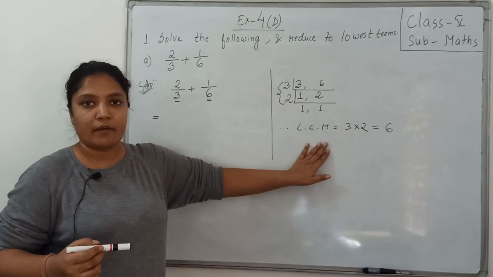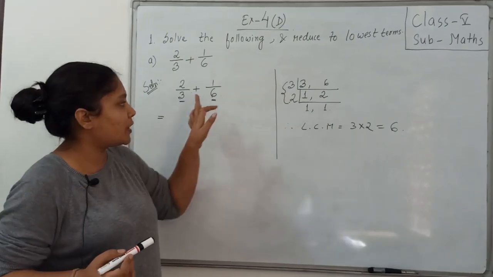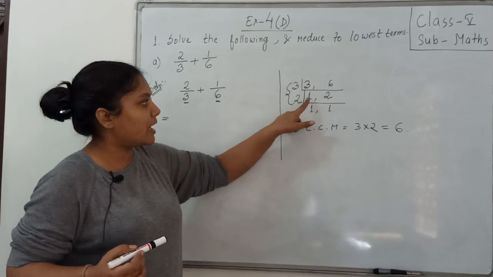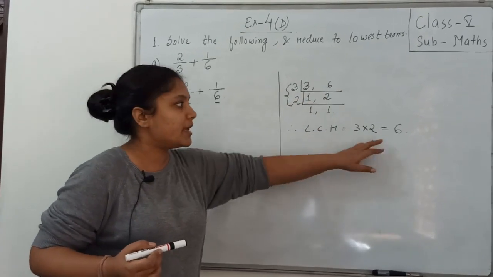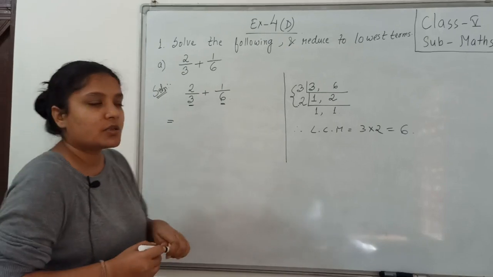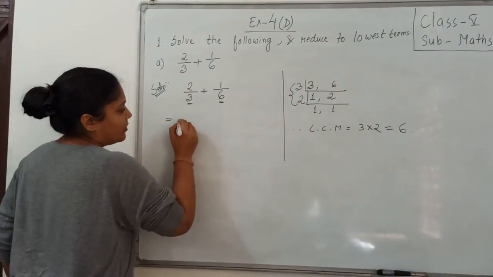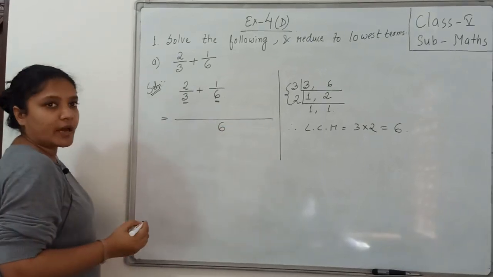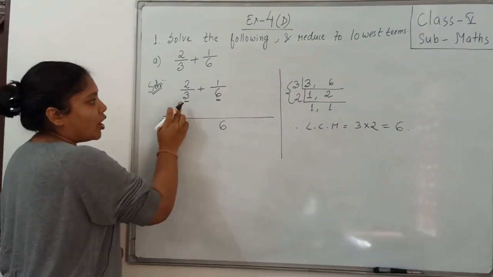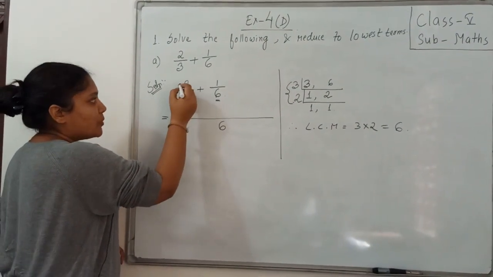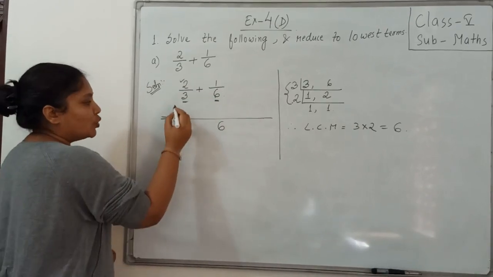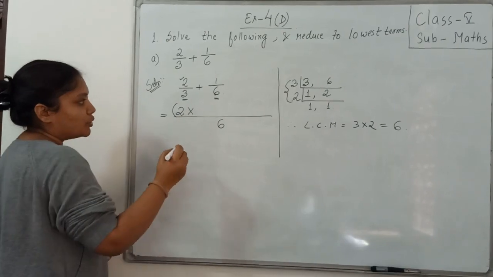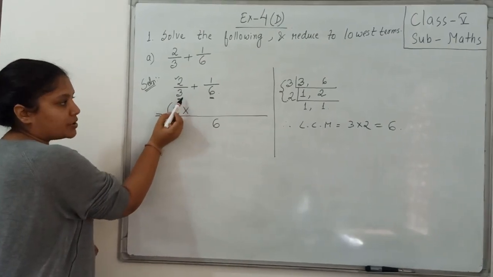Understood? This we have already learned, but again I am showing you what we have to do. We have to take both the denominators here and we have to take the LCM. And what is the LCM here? 6. So now what is your next step here? Put a line. What was your LCM? 6. You will put here 6. Clear? Now come to the first fraction. What is the numerator in the first fraction? 2. So write here 2 into. Now denominator is what? 3.